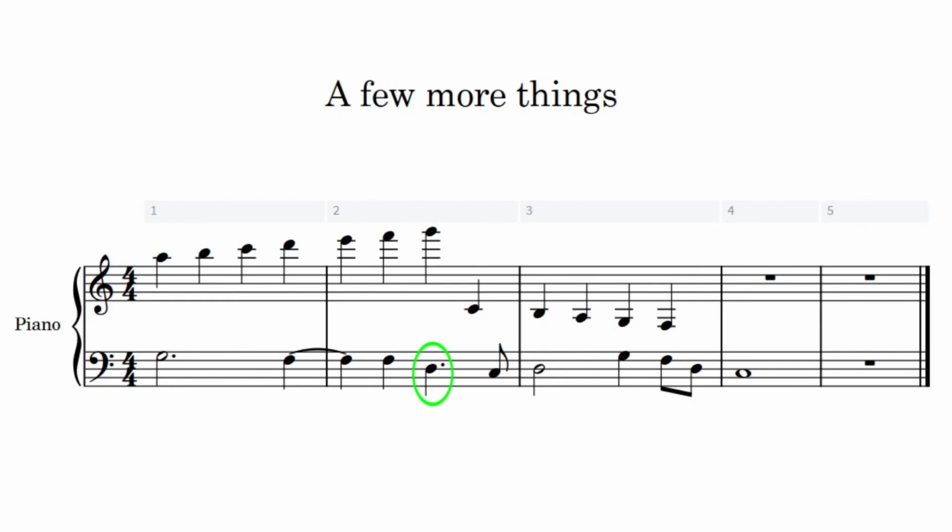Here we have a dotted quarter note. The dotted quarter note is a beat and a half. So if we do the math, 1 plus half of 1 makes 1.5.